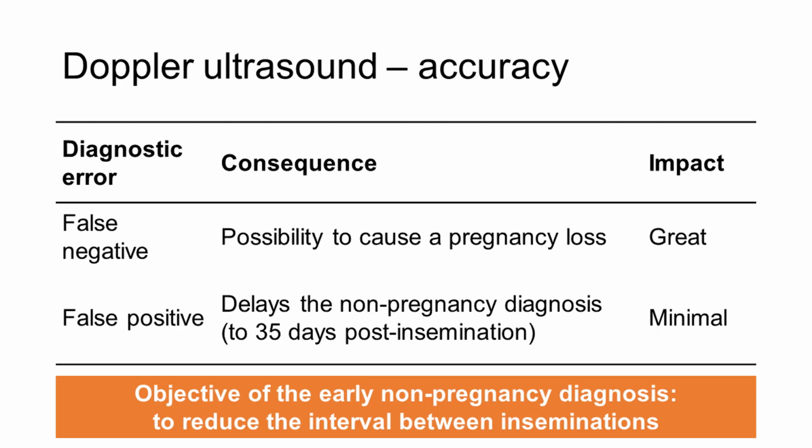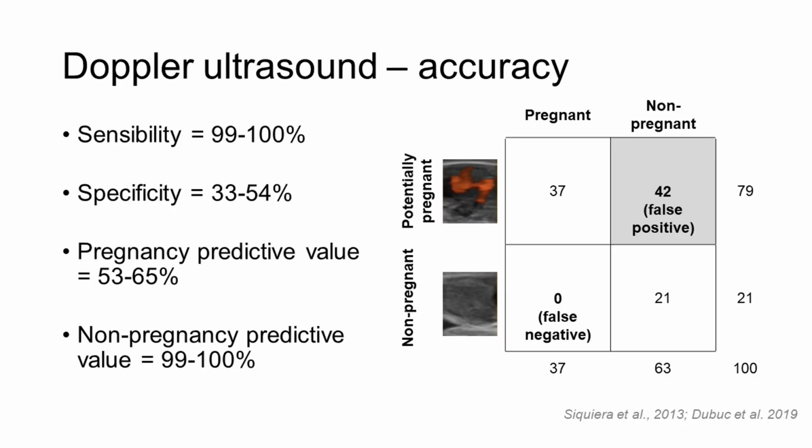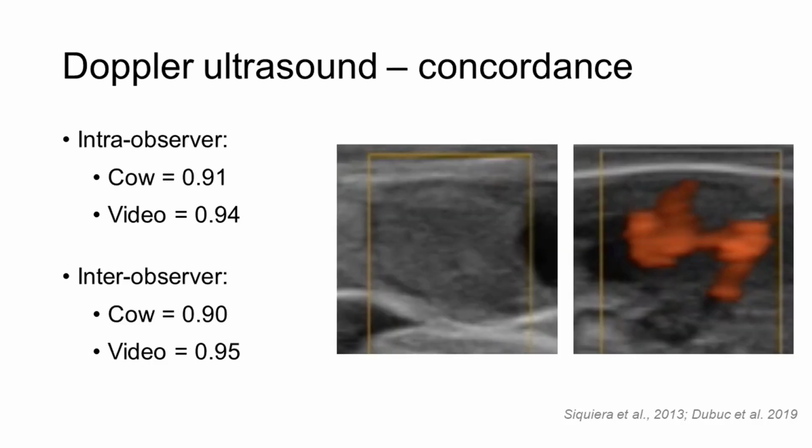It is, however, not so dramatic to think a cow is pregnant, even if she's not, as long as another pregnancy diagnosis is made a few weeks later to ensure action is taken for the non-pregnant cows. The reasons for the high number of false positives are diverse and will be presented in the next section. Another important characteristic to ensure the Doppler ultrasound can be used for early non-pregnancy diagnosis is the concordance of the diagnoses between different observers or by the same observer.